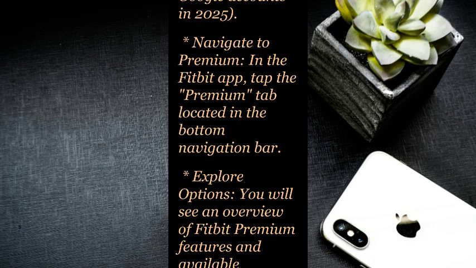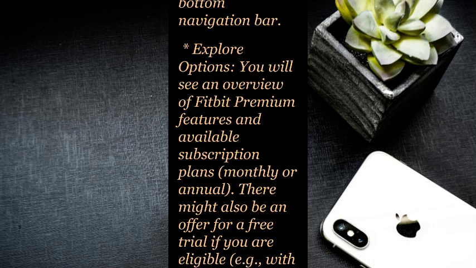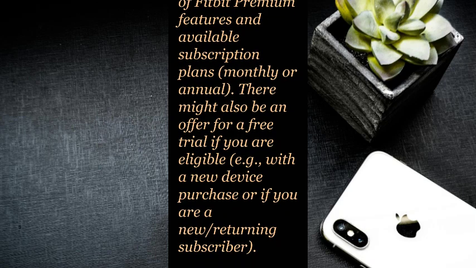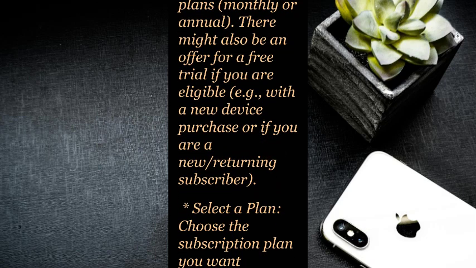Next, you have to navigate to Premium. You see the Premium tab located at the bottom navigation bar, so you tap on it, and then you will see an overview of Fitbit Premium features and available subscription plans. We have the monthly or the annual plan. There will also be an offer for a free trial if you are eligible, that is with a new device purchase or if you are a new or returning subscriber.